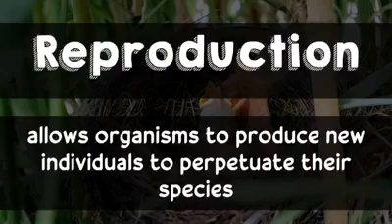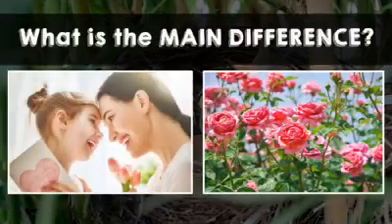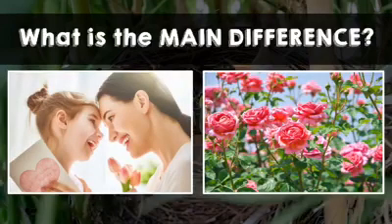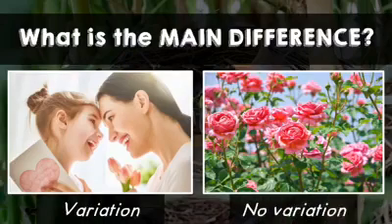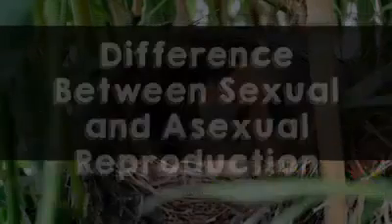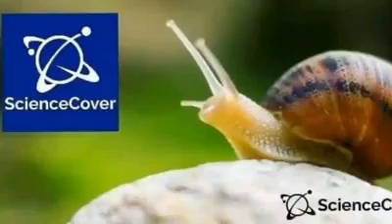So, after identifying their similarities, let's move on to their differences. What is the main difference between the two pictures? We can see that in the first picture, there is variation between the baby and the mother, right? On the other hand, the flowers have no variation, because all of them are pink in color, right? Now let us see the difference between sexual and asexual reproduction.